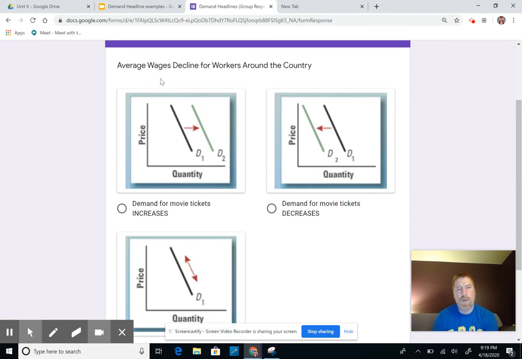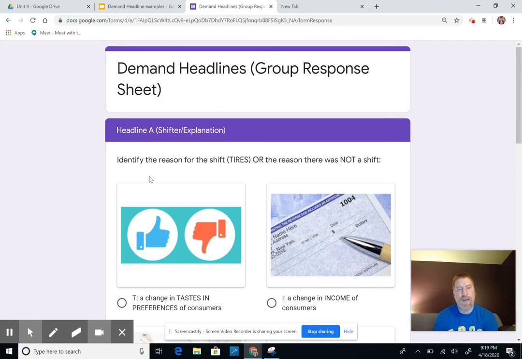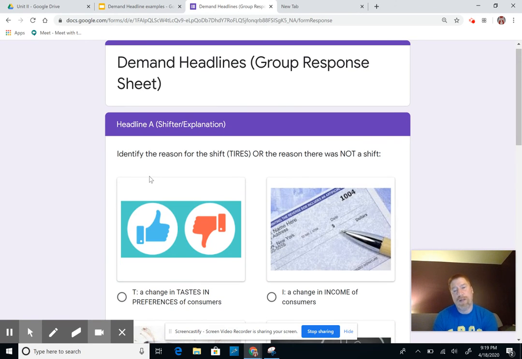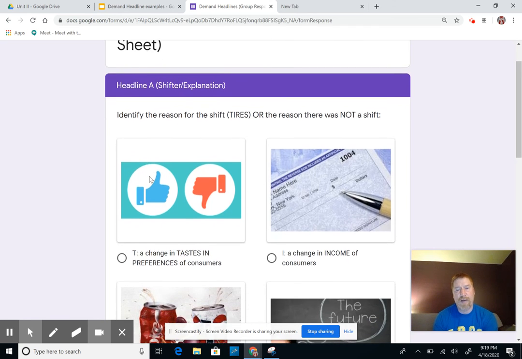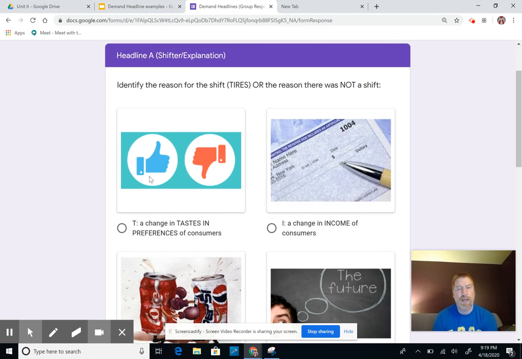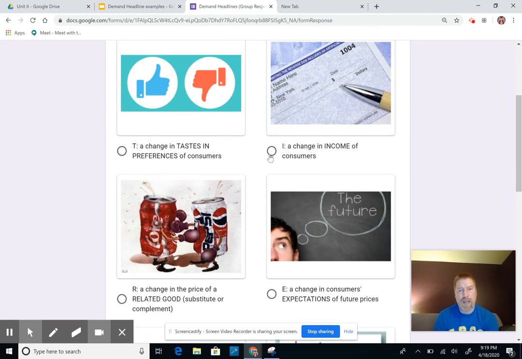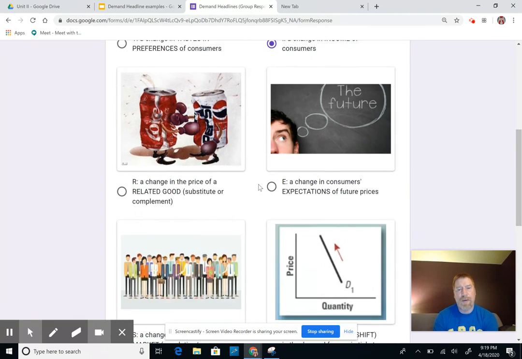Well, for this one, we're talking about wages. So that's going to be income. And I can't afford as many movie tickets. So I would pick the one that says demand decreases. And then I'll click next. And it says identify the reason for this shift, or the reason if there wasn't a shift. I think there are two of them on here that do not shift, by the way, little hint. So then you just choose the next one. And we said it was wages, so that's income. So then I would click that button there.